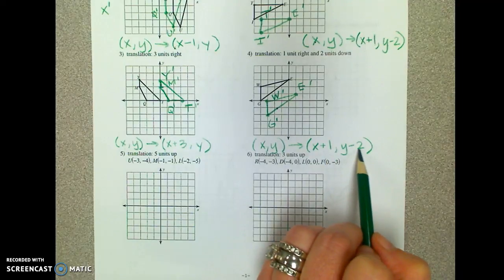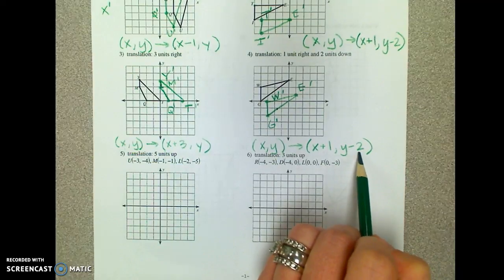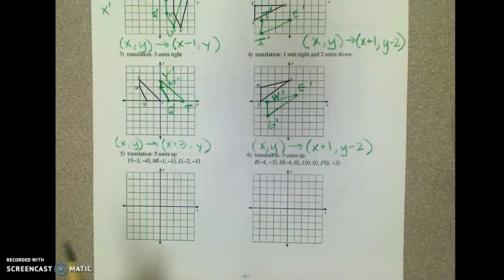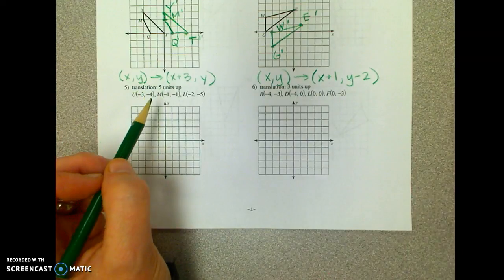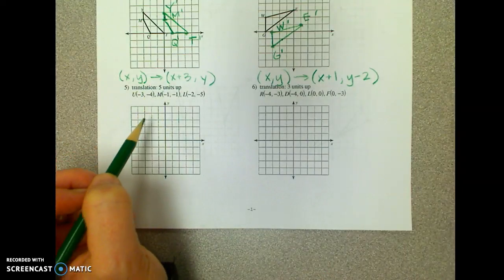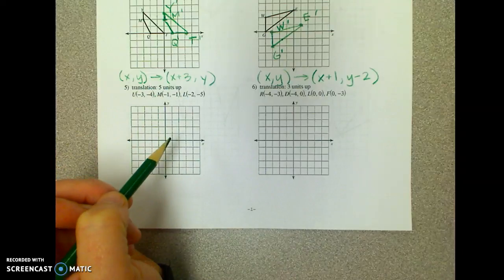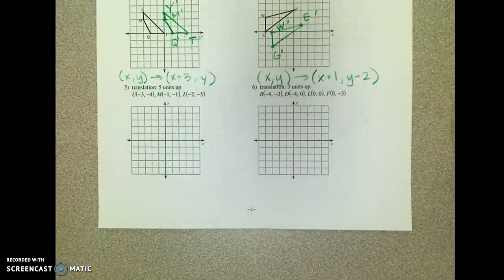And then y went down 2, so that's minus 2. All right, go ahead and try 5 and 6. Hopefully you notice that you're going to have to plot the ordered pairs to get your original image, and then you'll have to move it from there. Okay, so go ahead and do that. Pause the video and then start it back up when you're ready.